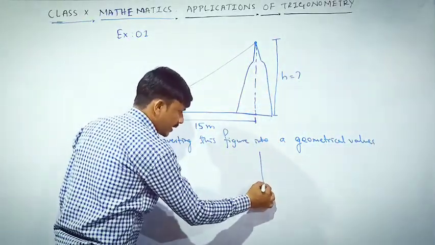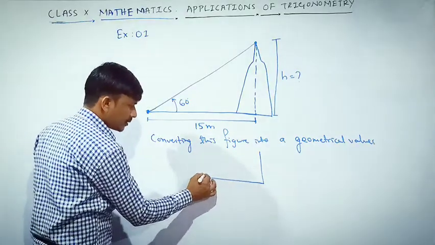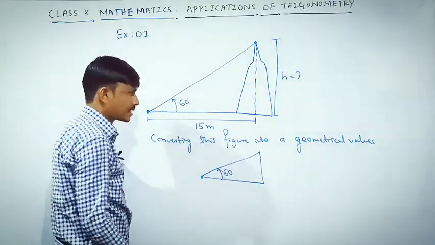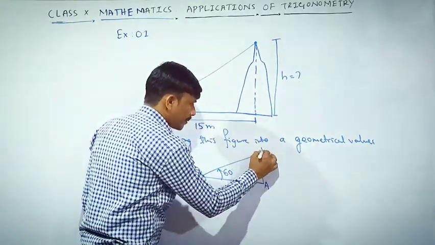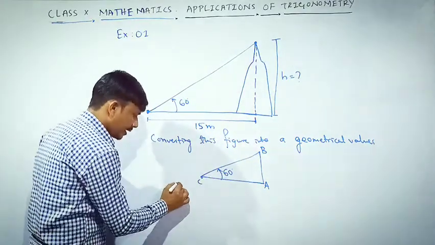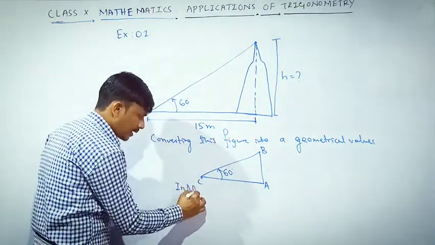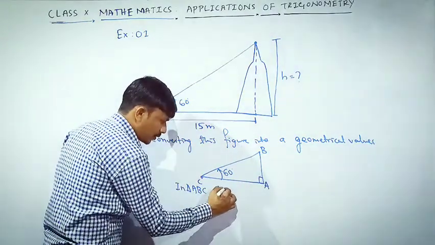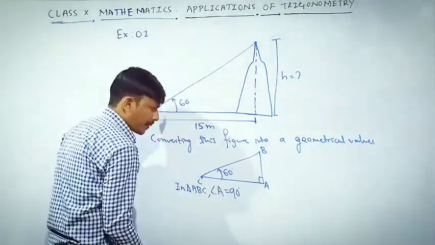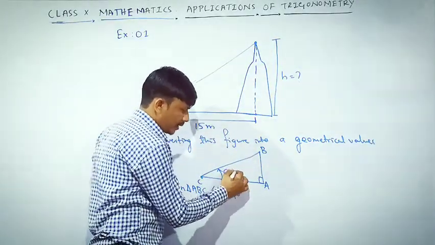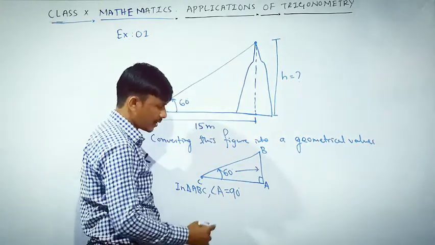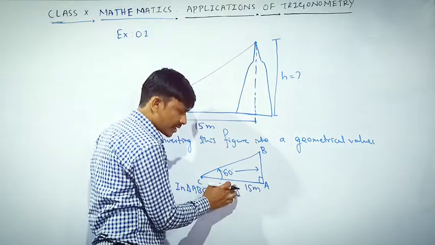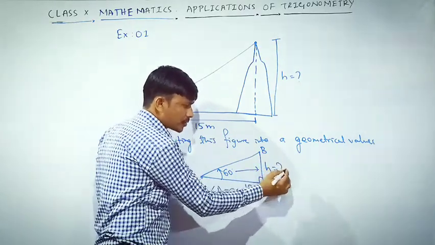Okay, after considering, this is the tower, this is the point, this is nothing but what? Angle of elevation. What is it? 60 degree. Let us consider triangle ABC. In triangle ABC, what is angle A? 90 degree. Then applying what? Applying sin theta or cos theta or tan theta. We know the base value, that is 15 meter, that is the adjacent value. We need to find out the opposite value.